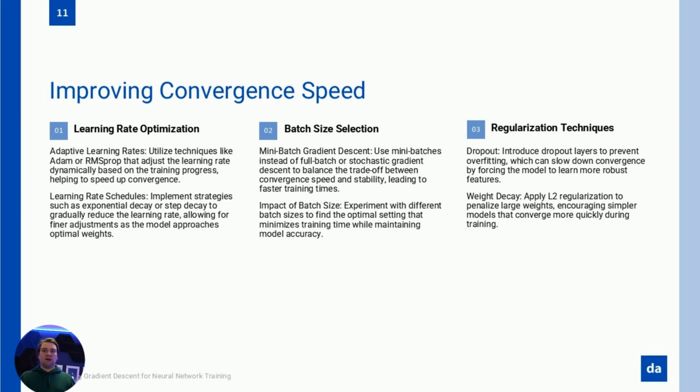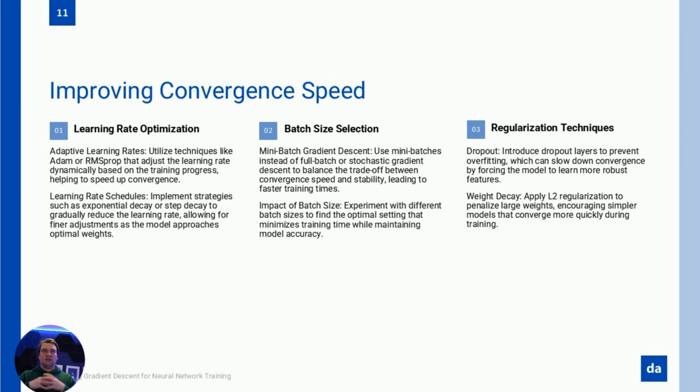First, we have learning rate optimization. Remember how the learning rate controls the size of the steps gradient descent takes? Optimizing this can make a huge difference. Here's how: use adaptive learning rates like ADAM or RMSprop. These algorithms adjust the learning rate dynamically based on training progress, ensuring the optimizer moves efficiently through different phases of the loss landscape.